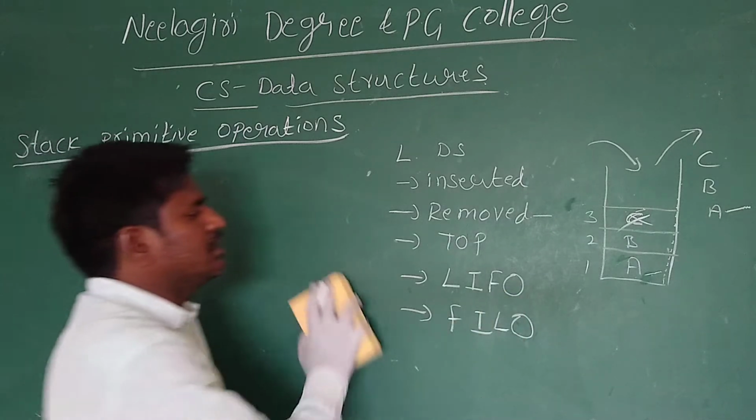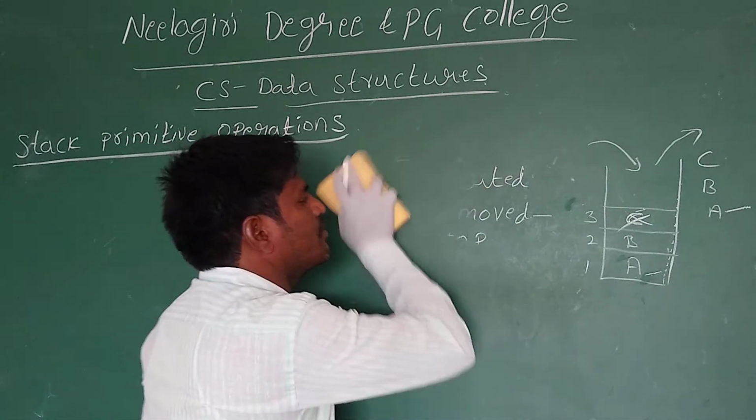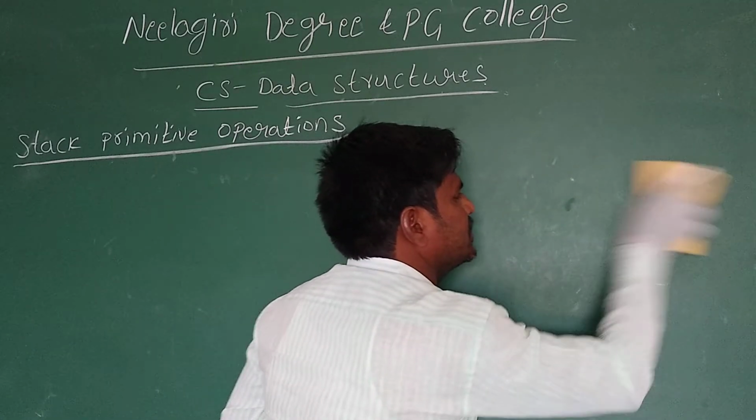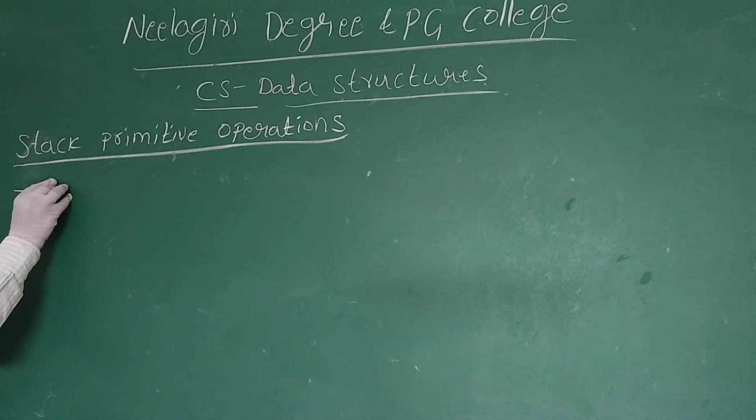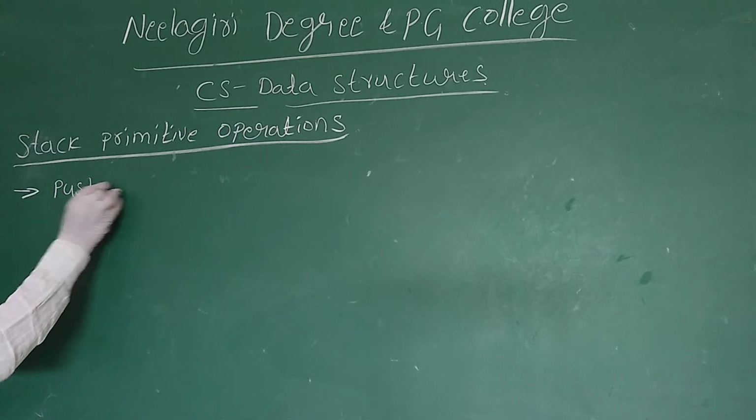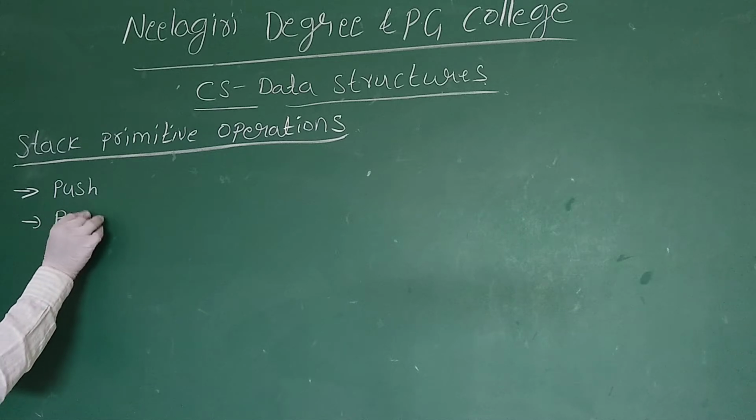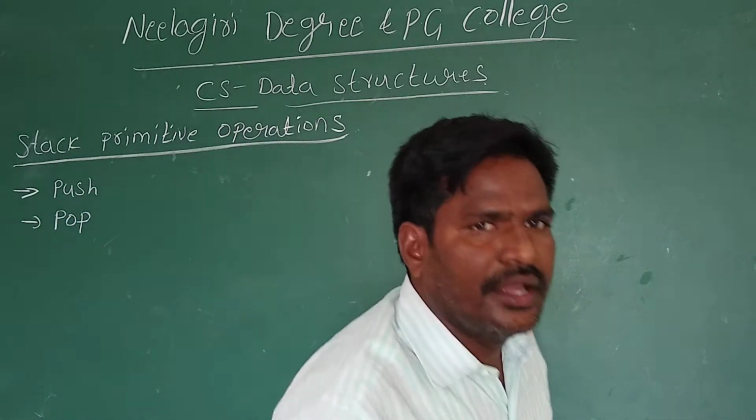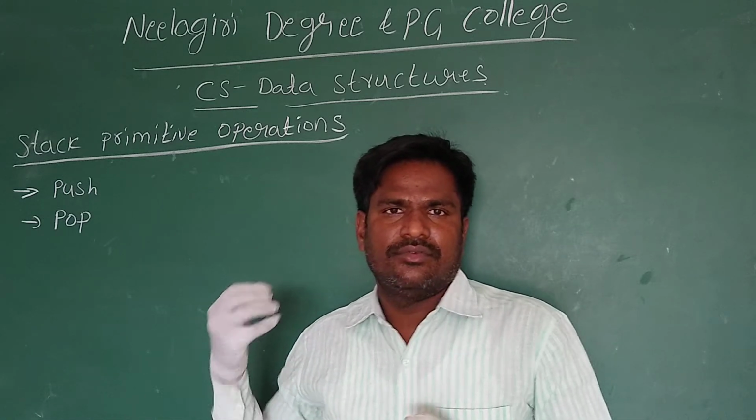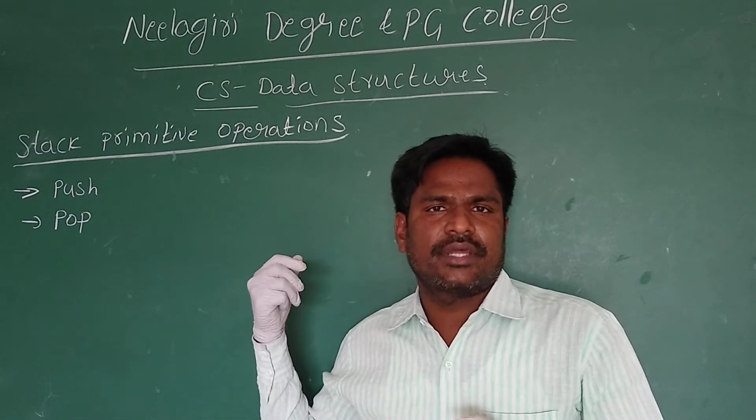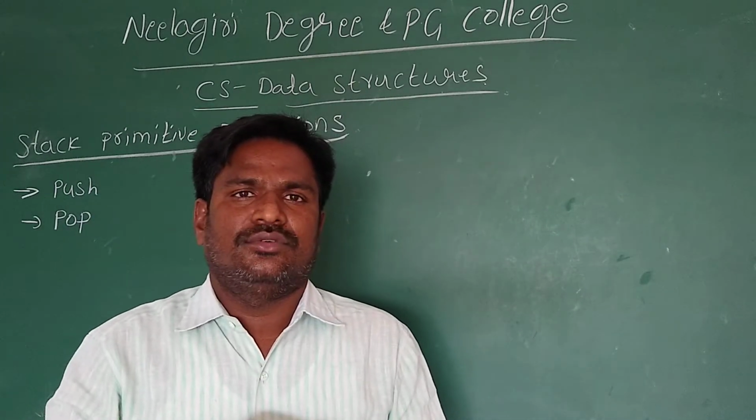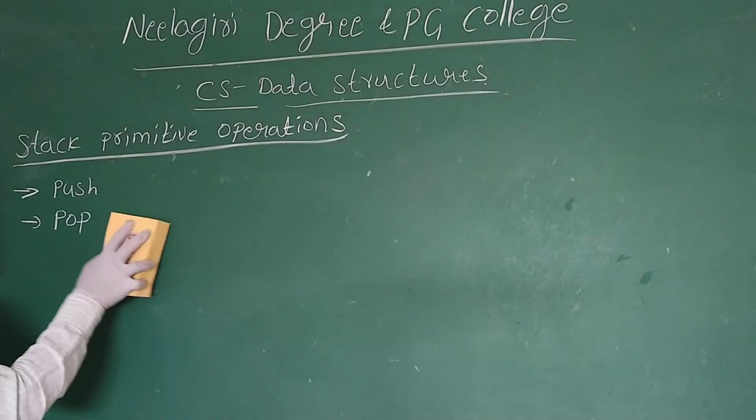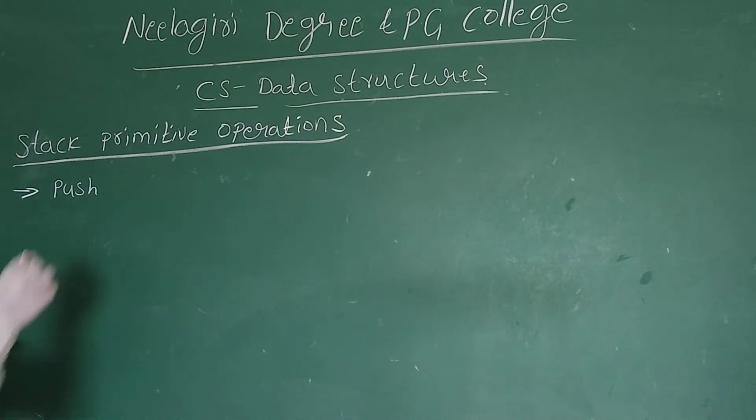Today we will discuss what the various operations performed on the stack are, and how those operations are executed. Generally, the basic operations on a stack are two: one is push, another is pop. That means we insert elements into the stack and we remove elements from the stack. Push means inserting an element into the stack; inserting an element into the stack is called a push operation.